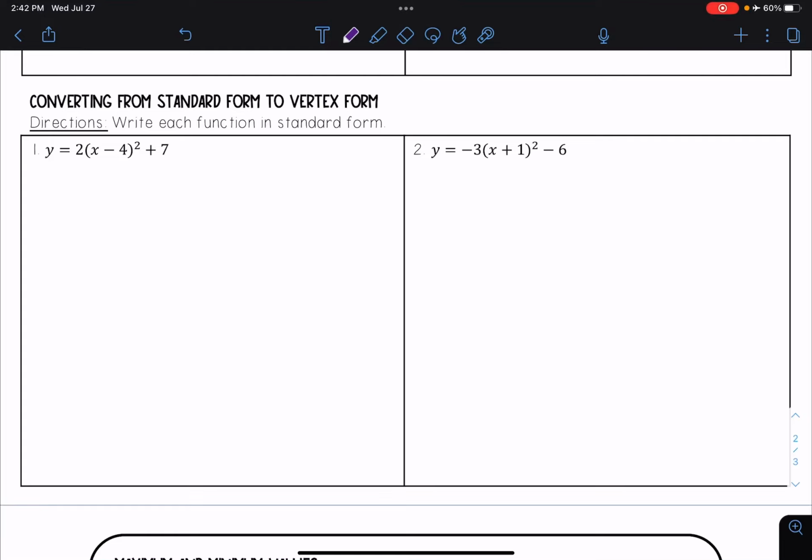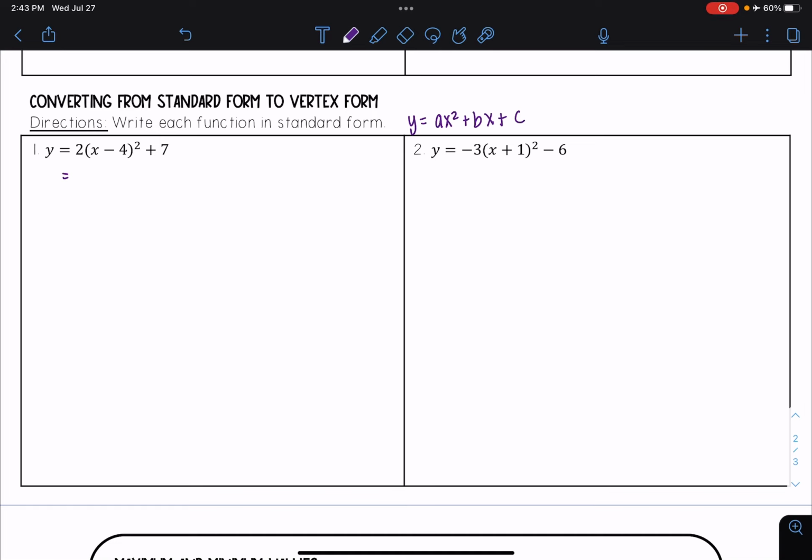In this video, we're going to be looking at converting from vertex form to standard form. So here I want to go to standard form. So again, that is y equals ax squared plus bx plus c. So looking at this first one, I have y is equal to 2 times (x minus 4) squared plus 7. So I want to go ahead and expand this out.